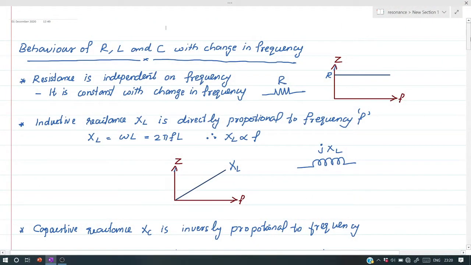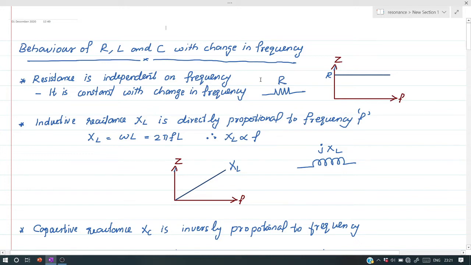In this video, we are going to discuss the behavior of resistance, inductance and capacitance with change in frequency. As we know, resistance is independent of frequency. As frequency increases, its value is not changing. That is, it is constant with change in frequency.